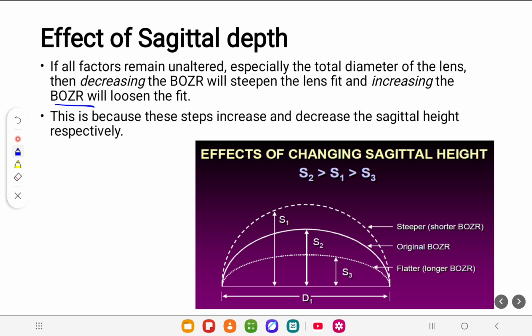Yes, that's the concept. This is because the steps increase and decrease sagittal height respectively. So it's very simple. Whenever sagittal height increases, lens fitting will be tight. Whenever sagittal height decreases, lens fitting will be loose. Finished.